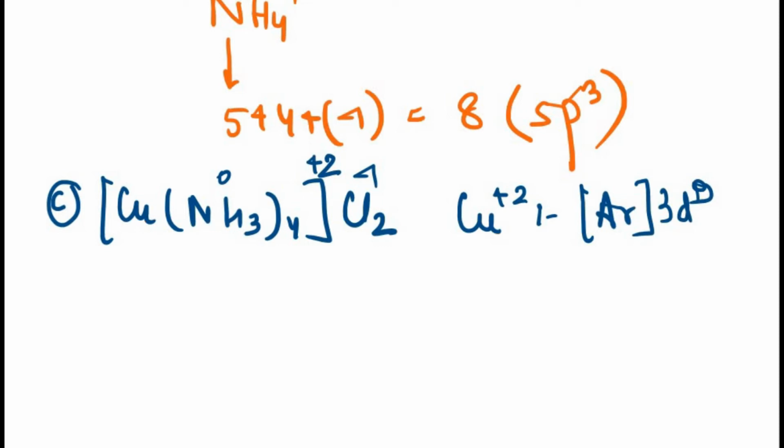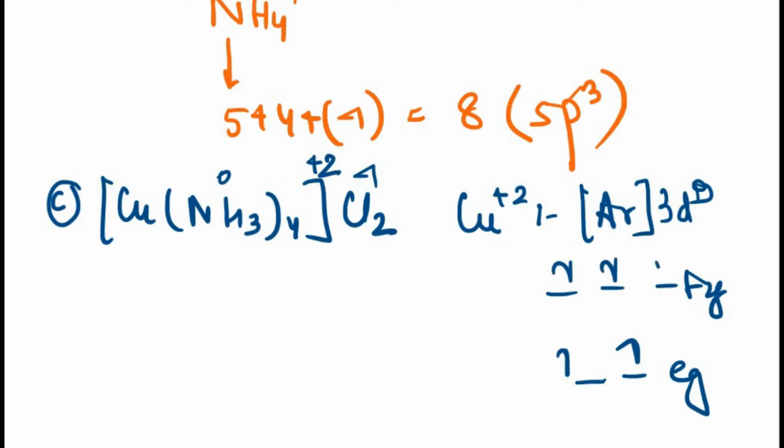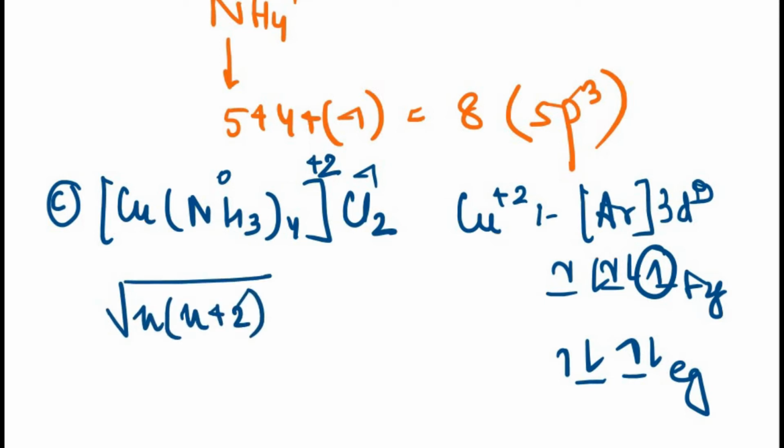3d9 means this is a tetrahedral complex. So Eg is below and T2g is above. So this should be 1, 2, 3, 4, 5, 6, 7, 8, 9. One unpaired electron, right? So if you put it in the value of magnetic moment, this should come out to be 1.73. Why? Because whatever value is given to you, consider the number before the decimal point, and that is actually your number of unpaired electrons.